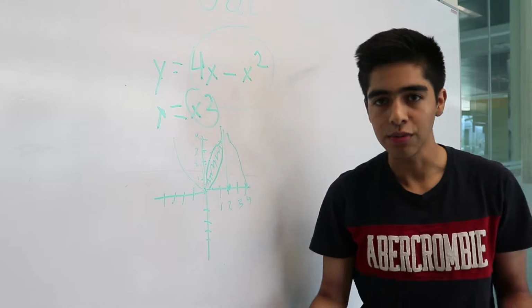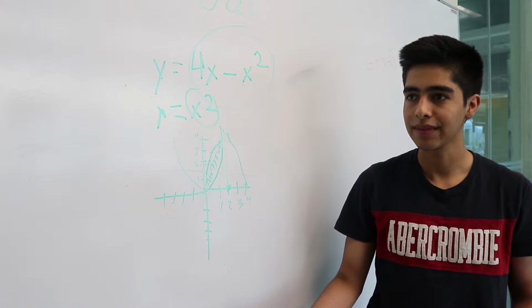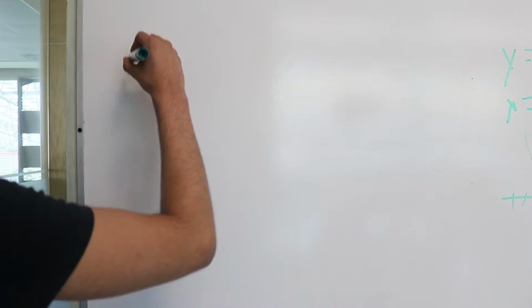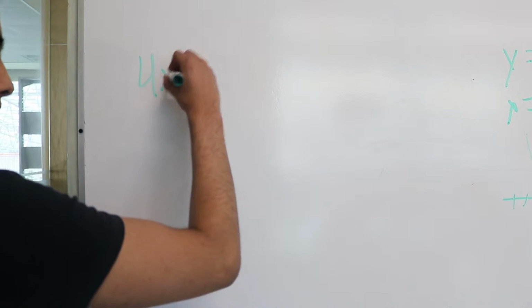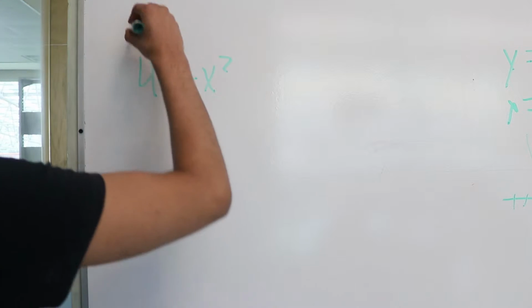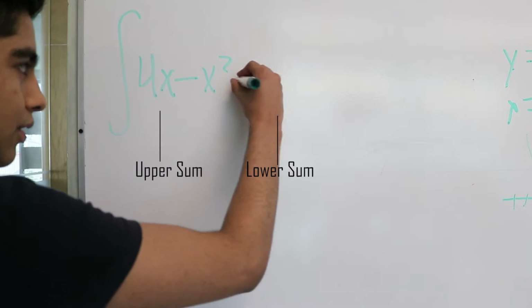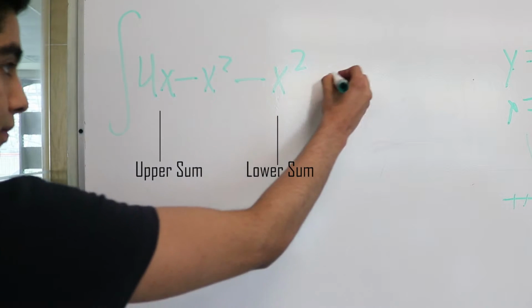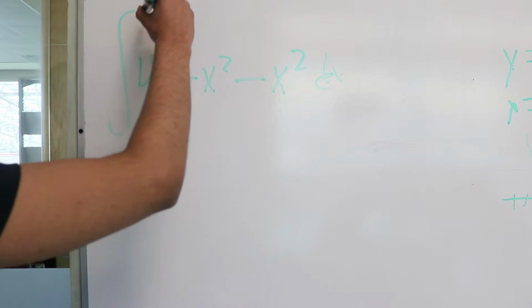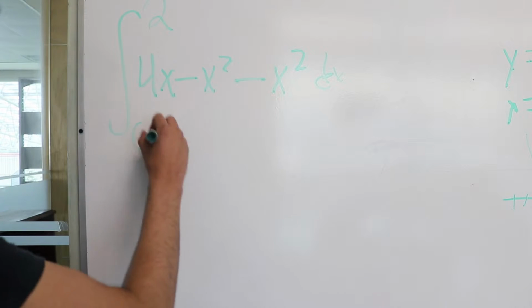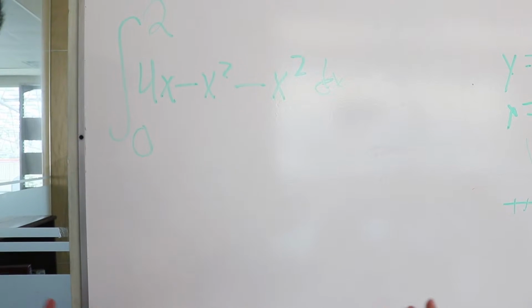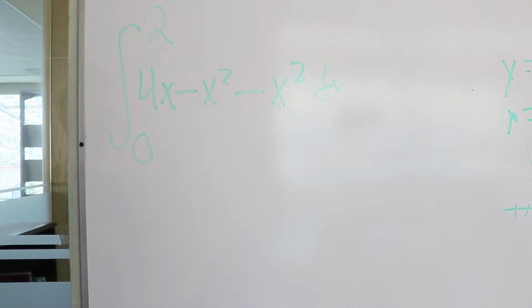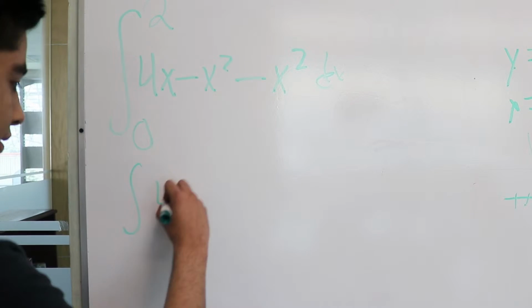So now we're going to pass to the subtraction. So we have the upper, that is 4x minus x squared, minus x squared. So we're writing 2 here and 0 here because the graph is in the positive part. And now we integrate.